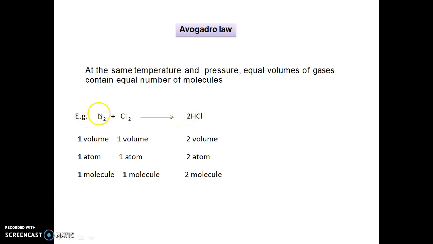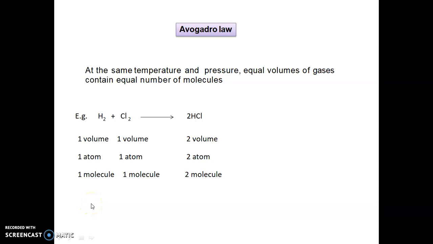But what about the coefficient of H2? You have to consider the coefficient for H2 is 1, and the coefficient of Cl2 is also 1. So 1 volume of H2 and 1 volume of Cl2 gives 2 volumes of HCl. Also 1 molecule of H2 and 1 molecule of Cl2 give 2 molecules of HCl. And 1 atom of H2, 1 atom of Cl2, you get 2 atoms.